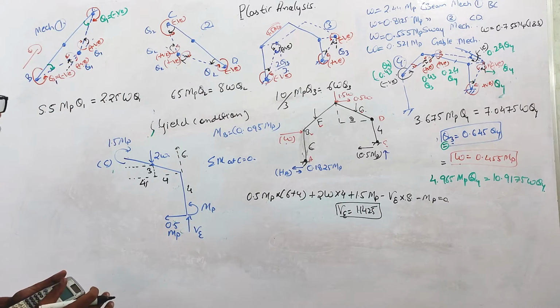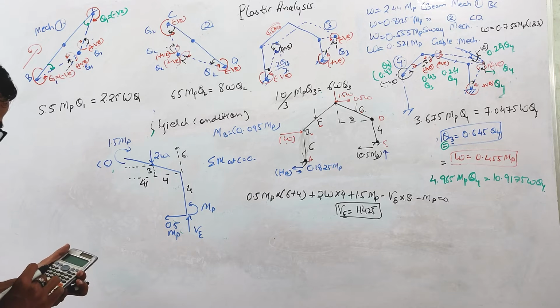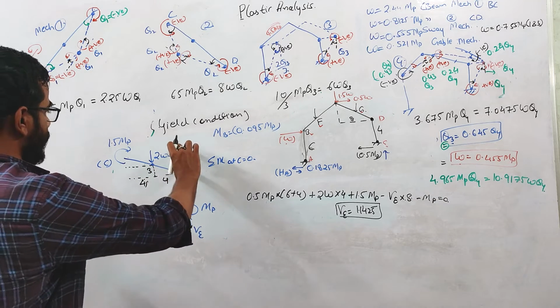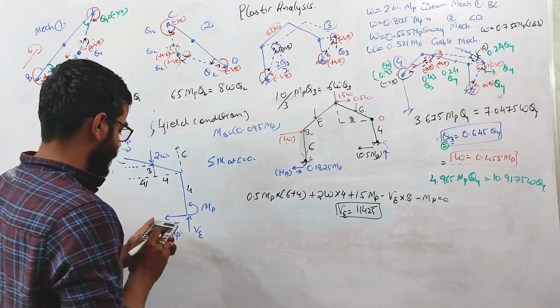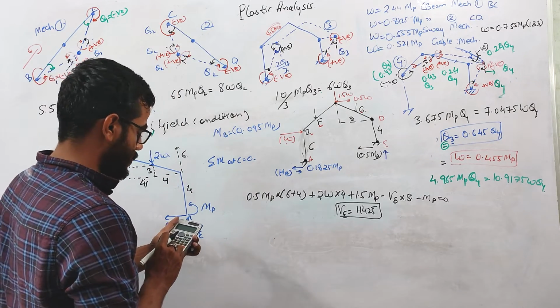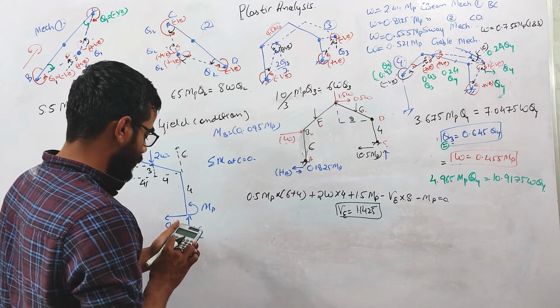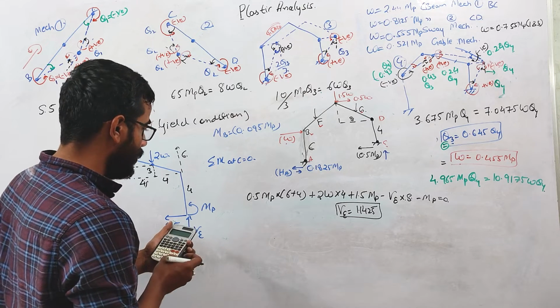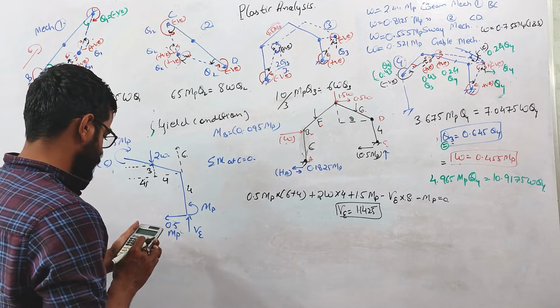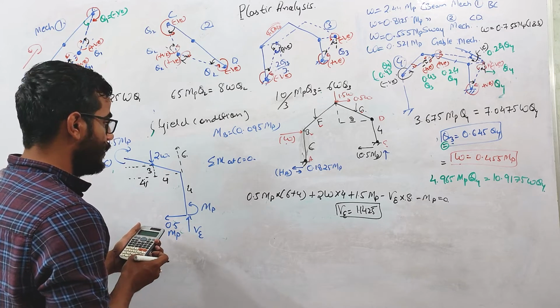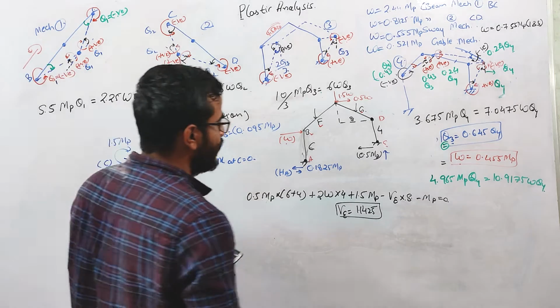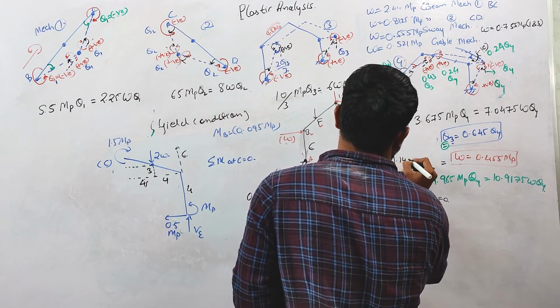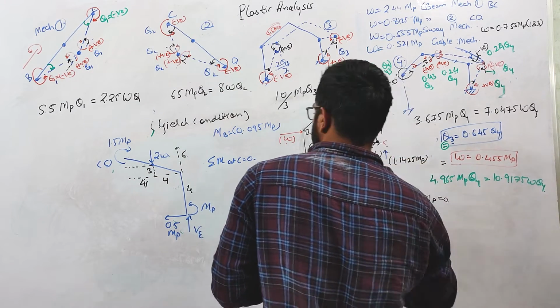So V comes out to be 1.1425. Let us check it once again. 0.5 into 10. This is 6. This is 4. Plus 1.5 plus 2 into 0.455 into 4 minus 1 divided by 8. Okay, V is 1.1425 MP. Okay, so this is fine.